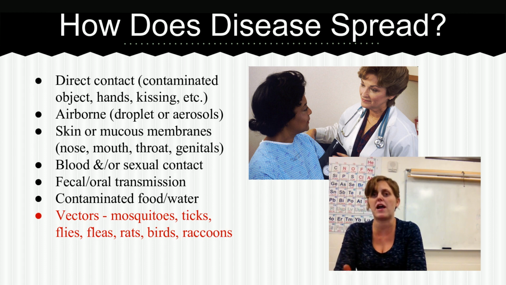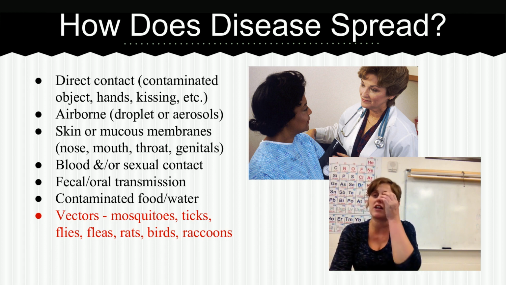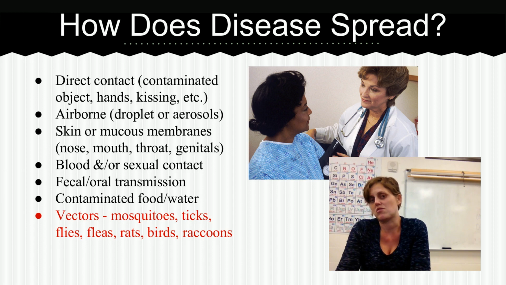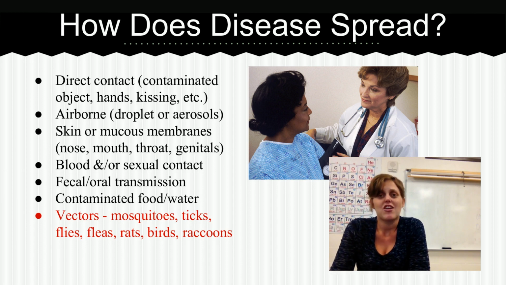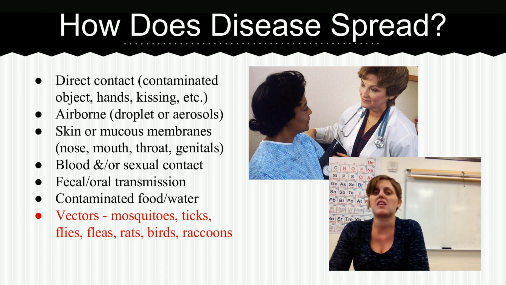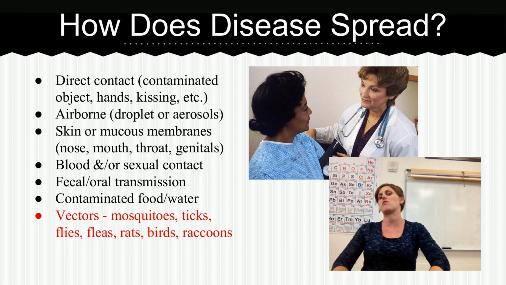And so how does disease spread? In general, it's through direct contact. Contaminated objects. Say I sneeze on something and then you eat it because I'm a cook at a restaurant and I'm gross. Sorry, gotcha. Holding hands, kissing, airborne droplets or aerosols. That's why we sneeze like this. Skin or mucous membranes, blood and or sexual contact, fecal oral transmission, contamination of foods. That's, again, make sure you're washing your hands after you use the restroom.